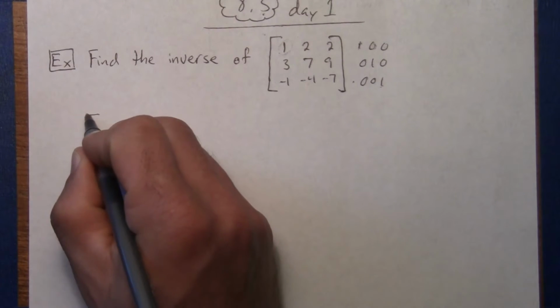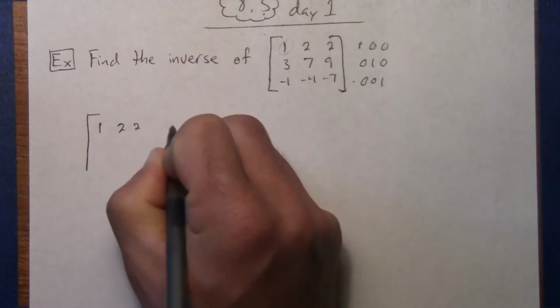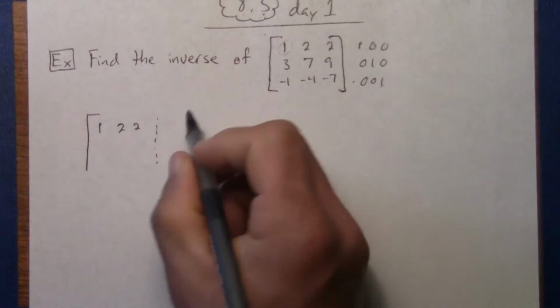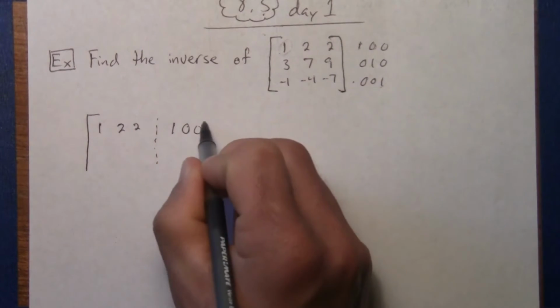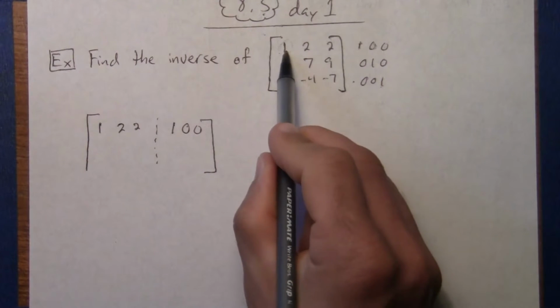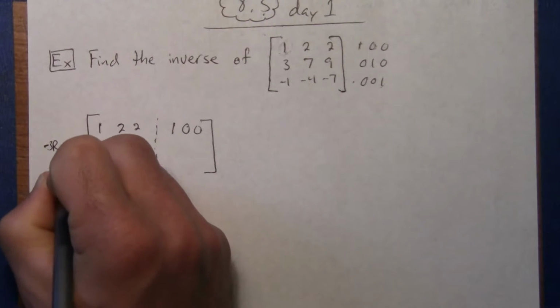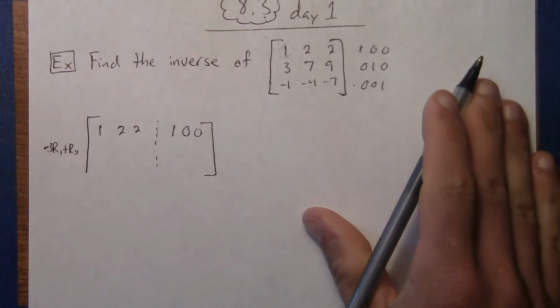So I'm going to go right to kind of my first step. And that is writing down my matrix. I've got 1, 2, 2. Again, put your row of dots and now put the identity matrix, so 1, 0, 0. And now looking at this matrix, I'm going to try to get rid of that 3, so I'm going to multiply this by -3 and add it to the second row. So -3 times the first row plus the second row.